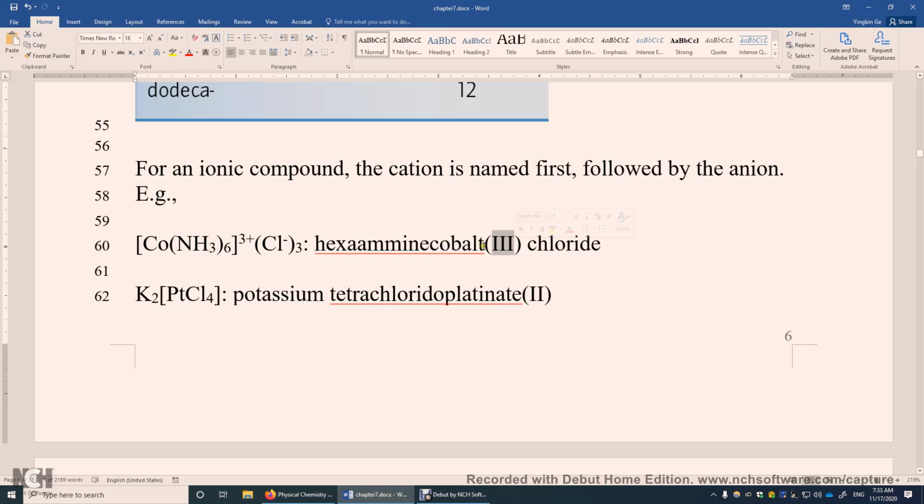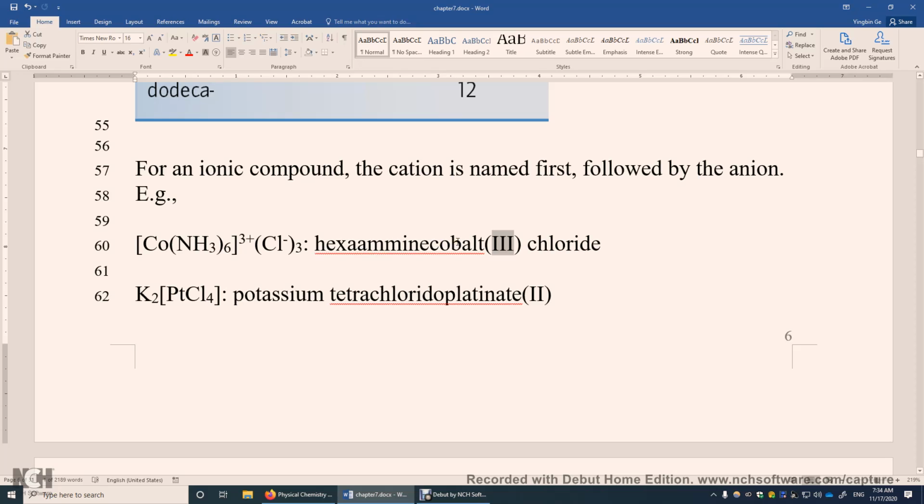Again, this is because these 3 plus charges are attributed to this transition metal center because the ammonia ligands are neutral. And then you specify the anion, chloride. You do not have to say trichloride because over here this oxidation number 3 tells us this transition metal complex contains 3 plus charges because the 6 ammonia ligands are neutral.